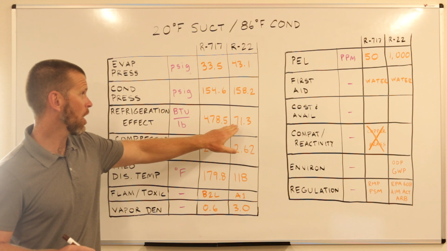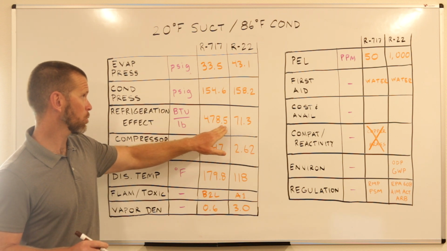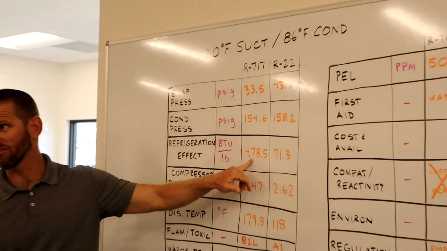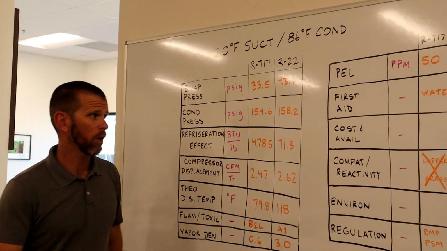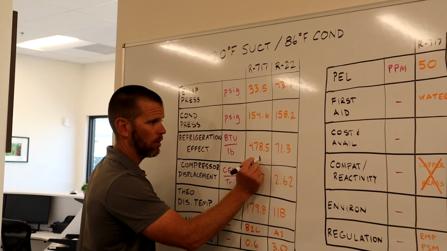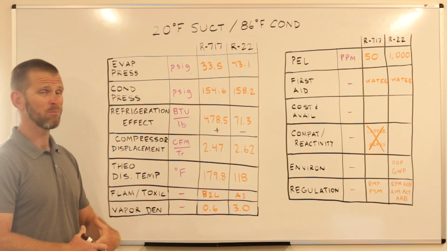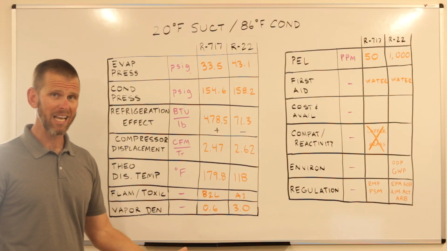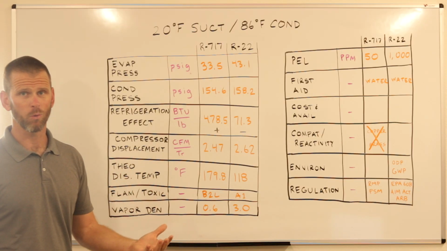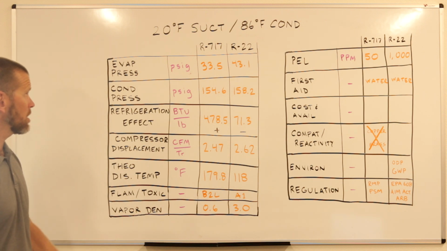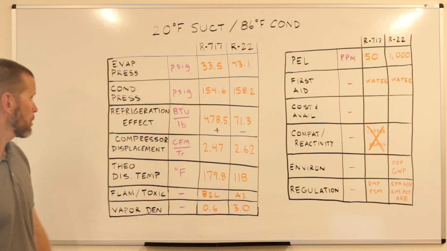And ammonia really dominates in this case over R22, 478.5 compared to 71.3. So I'm going to give a plus to ammonia here and a minus to R22, because this means we're going to need much less pounds of ammonia compared to R22 for the equivalent system doing the same function.